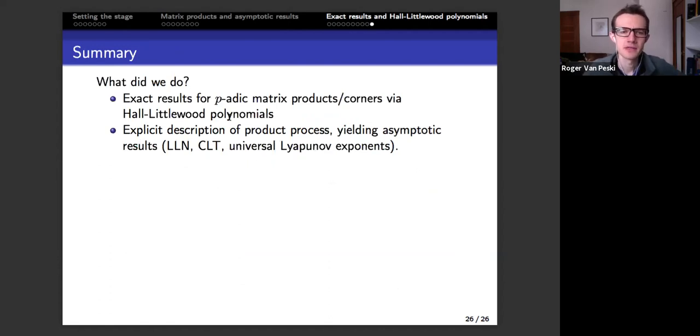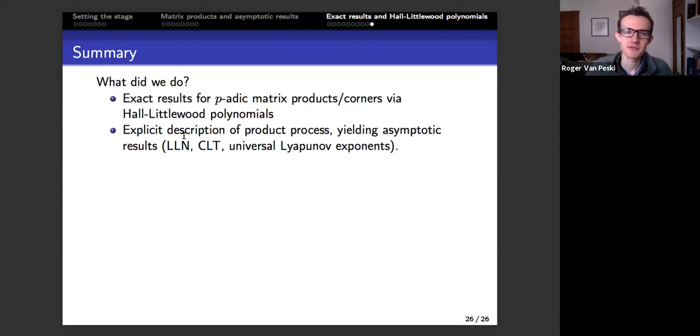So just to recap this story, what did we do here? We had these exact results for p-adic matrix products, p-adic matrix corners, and additive Haar matrices, the singular numbers of these. And these all were expressed via Hall-Littlewood polynomials, and they all came from this structural result of Macdonald, which told us how to do products, and we could derive everything from that.